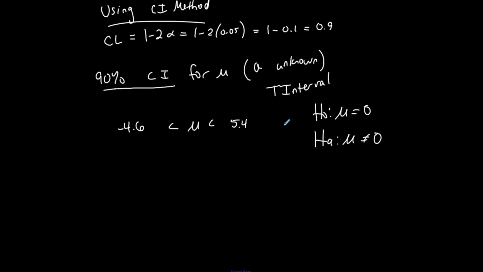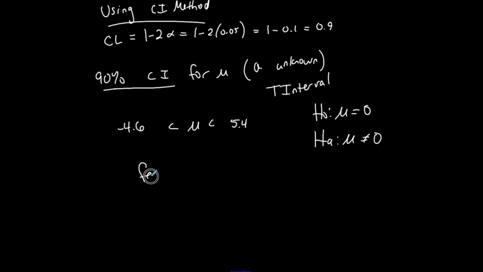I said, when using the confidence interval method, is the value that is claimed in there? Is 0 in this interval? Is 0 between negative 4.6 and 5.4? Is it in this interval of numbers? It is. So if it is, that means it is a potential for the population. It could potentially represent the population mean. That means that I can't throw this out. It is a possibility for the population.